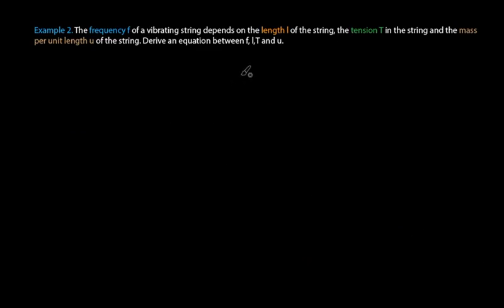So let's have a look at example number 2. So this is example number 2. For example number 2, they say the frequency F of a vibrating string depends on the length L of the string, the tension T in the string, and the mass per unit length mu of the string. Derive an equation between what? The frequency, the length, the tension, and the mass per unit length, which is the mu.